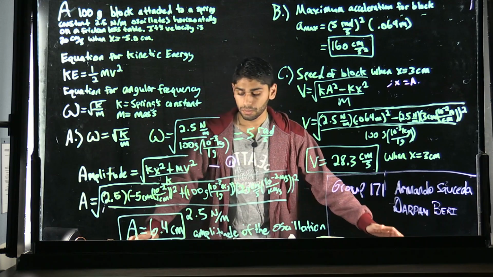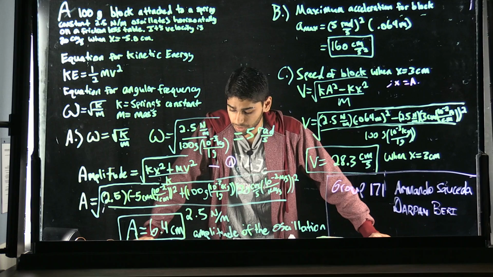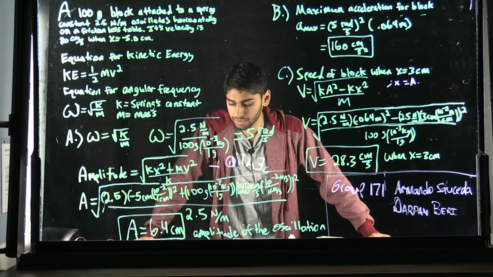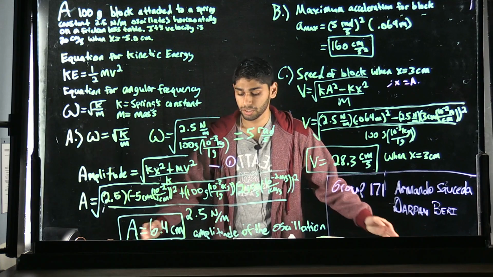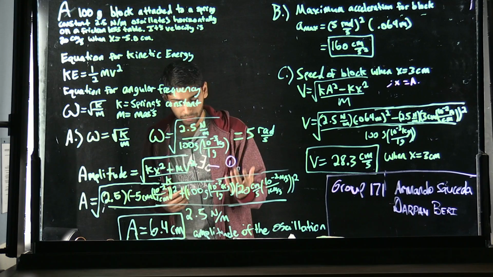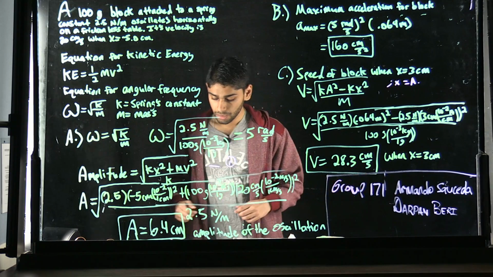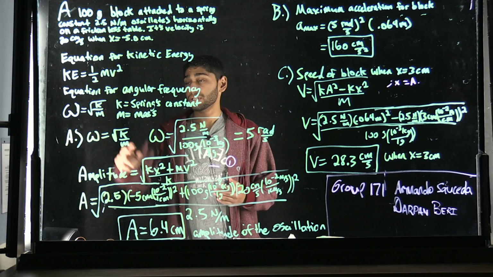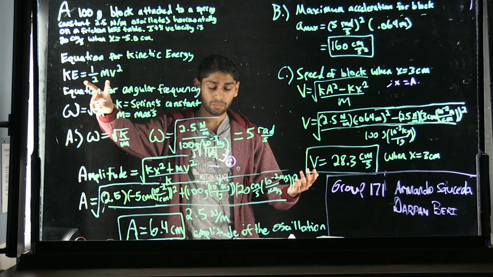Well, the law of energy conservation states that the total energy of the system remains the same. No energy gets destroyed, but it's just converted, transformed, or transferred from one form to another. The equation for the kinetic energy is kinetic energy is equal to half mv squared.